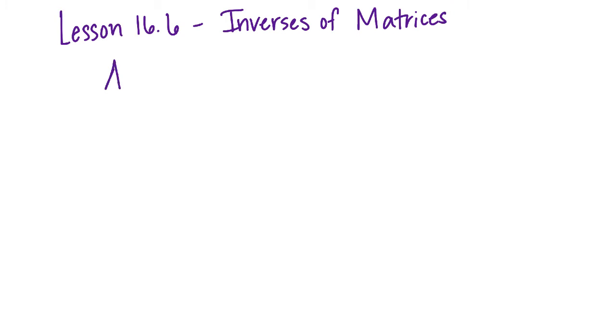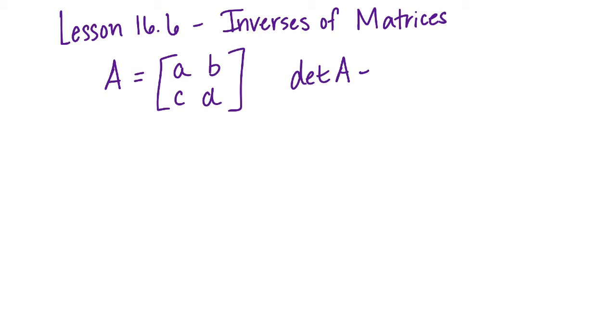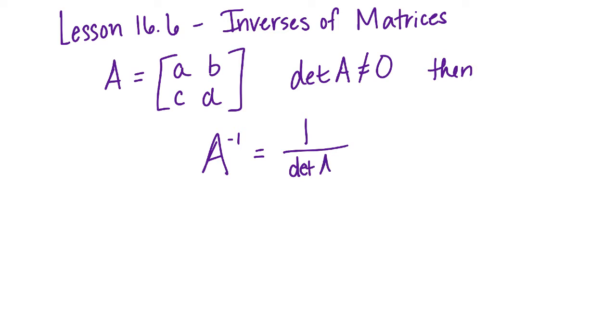So if A is equal to [a, b; c, d], and we know that the determinant of A cannot equal 0, then the inverse, which is signified with that A to the negative first, is equal to 1 over the determinant of A. We did that yesterday. And then notice that we use scalar multiplication, and we have d, negative b, negative c, and a. So notice the d and the a switch.